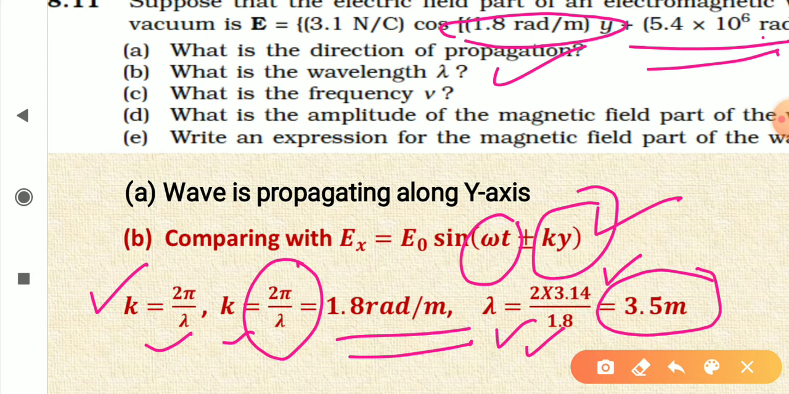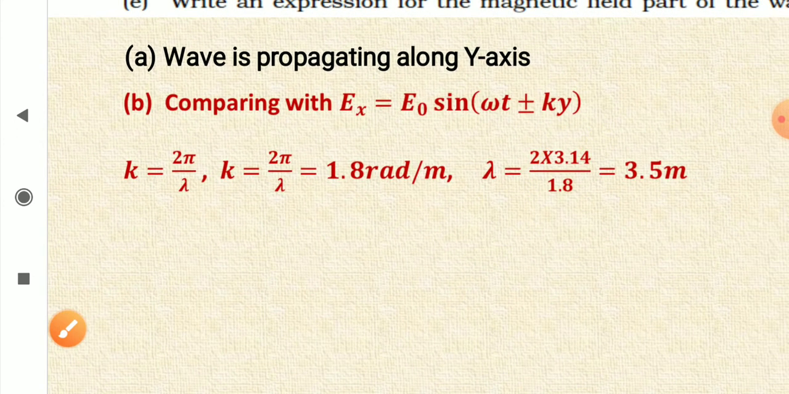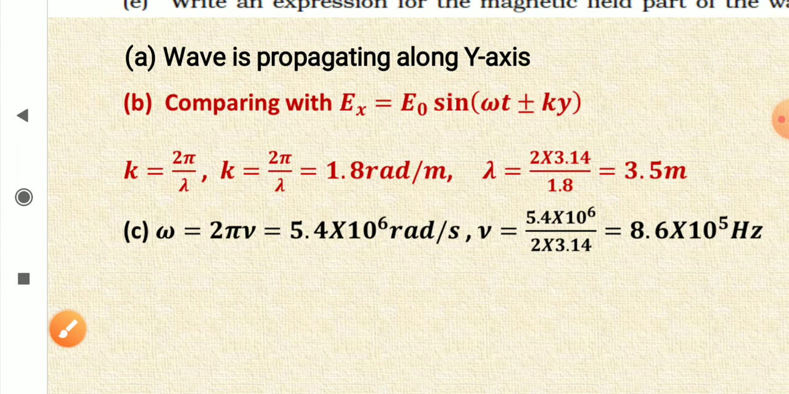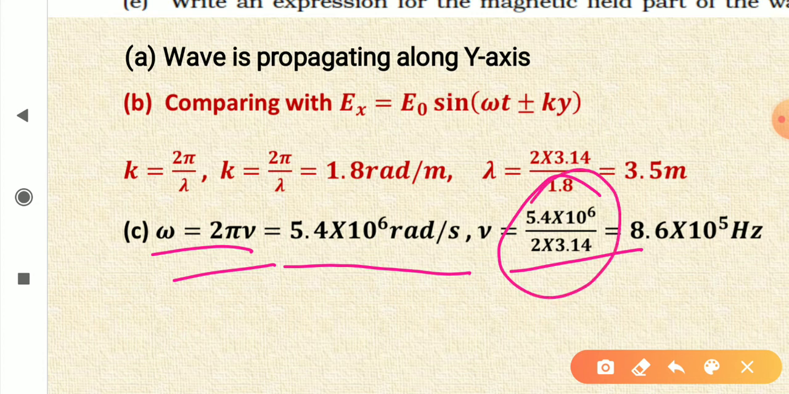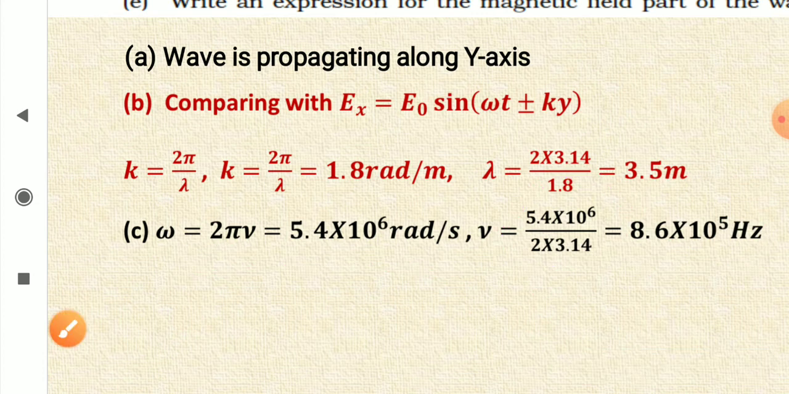And for frequency, see omega, if you compare this term, then omega t is equal to 5.4 into 10 to the power 6 t. So the value of omega is also equal to 2 pi nu, which is equal to 5.4 into 10 to the power 6, and just change the sides and simplify, you get 8.6 into 10 raised to the power 5 hertz.